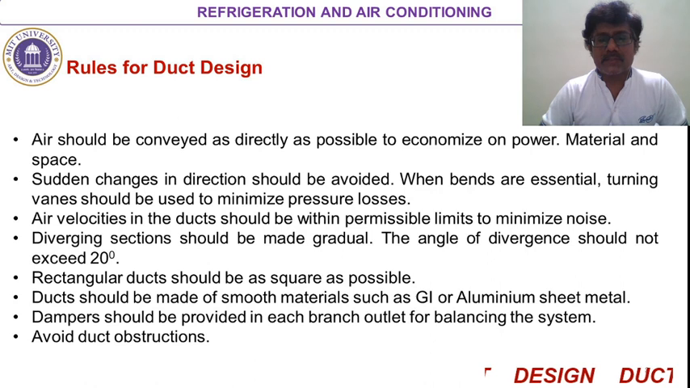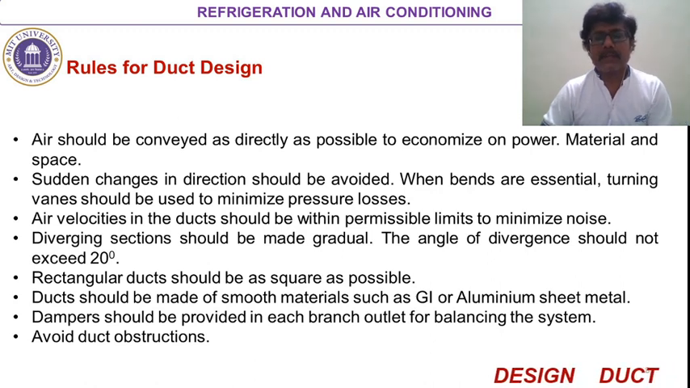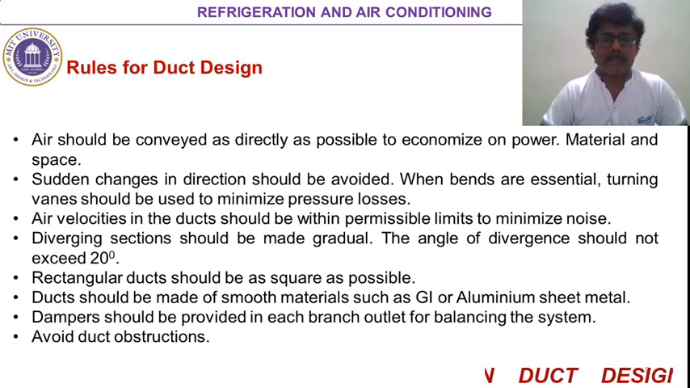If we are using a gradual section, the diverging section should be made gradual, and at a very broad level, the angle of this divergence should not exceed 20 degrees. The rectangular duct should be made as square as possible. As we have just seen in the previous slide, the dimensions A and B for the rectangular duct should be as close as possible, A being nearly equal to B. The duct should be made of a smooth material such as galvanized iron or aluminum sheet metal, so as to reduce the losses due to friction.